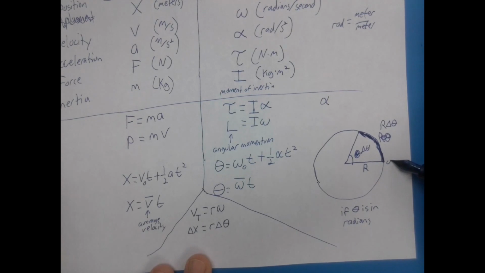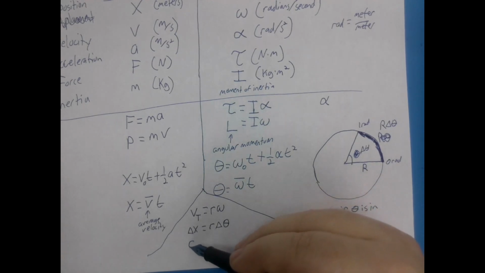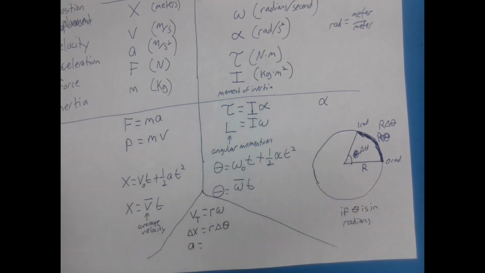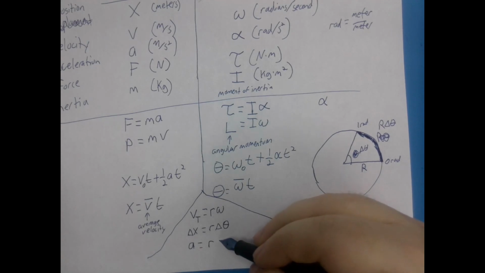So if you're at 0 radians and you go to 1 radian, you travel a distance equal to r. Because 1 minus 0. And we can also get acceleration. Linear acceleration is equal to r times rotational acceleration.